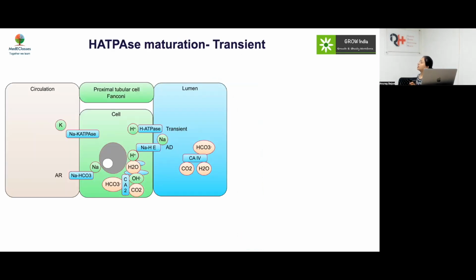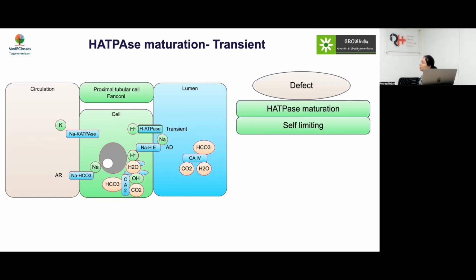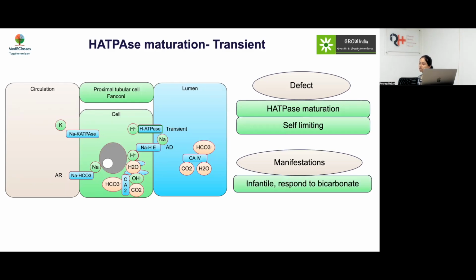This is an interesting condition of proton ATPase maturation where there is delayed maturation. It is a transient, self-limiting form of RTA. Usually children present in the infantile age group, and with maturation they improve by the childhood period. They respond very well to bicarbonate therapy.